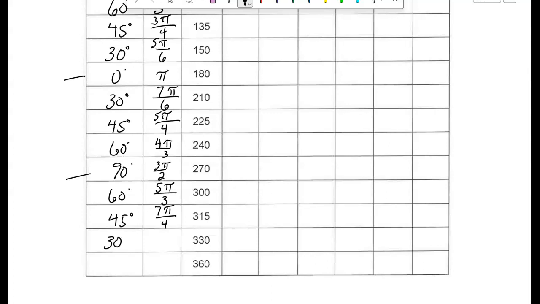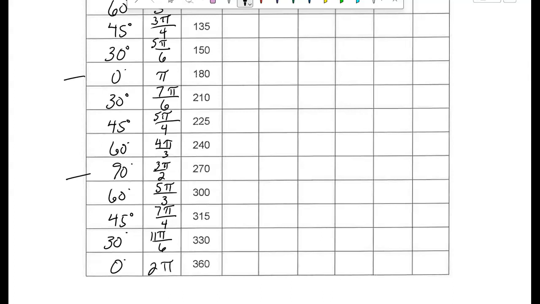330. 30, right? 330 is 30. What's going to be my radians? 11 pi over 6. Excellent. And then last but not least, 360. We know its reference angle is 0, it'd be 2 pi.